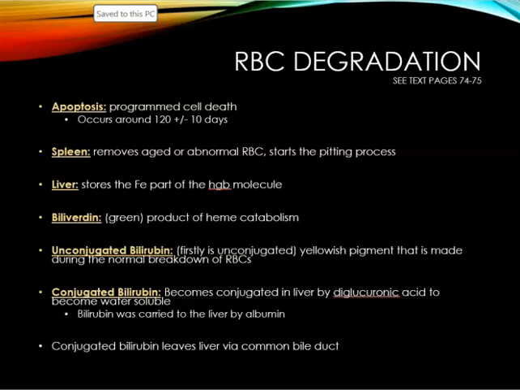Bilirubin is carried to the liver by a protein called albumin. Conjugated bilirubin then leaves the liver via the common bile duct. And we're going to look at a diagram of all these different steps here in just a minute.